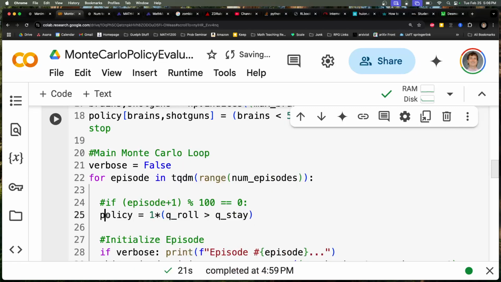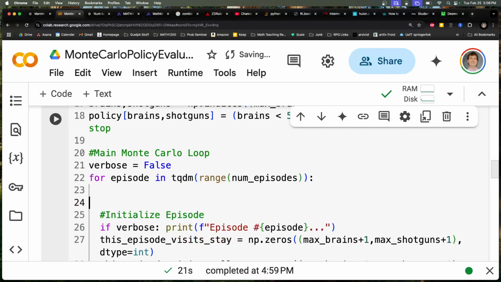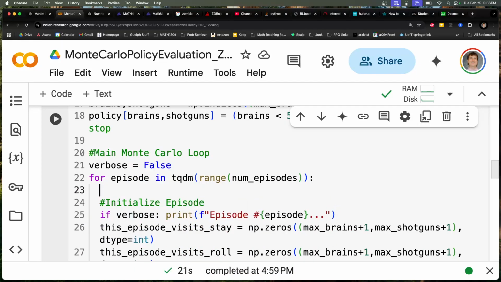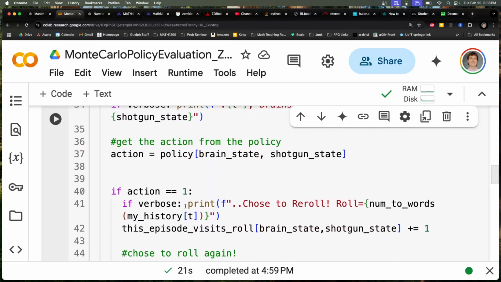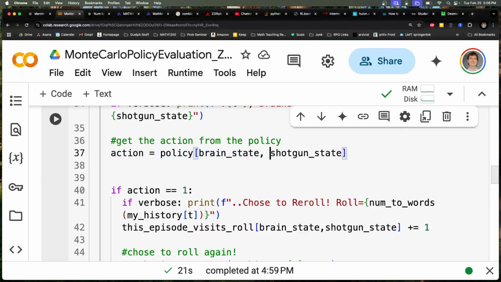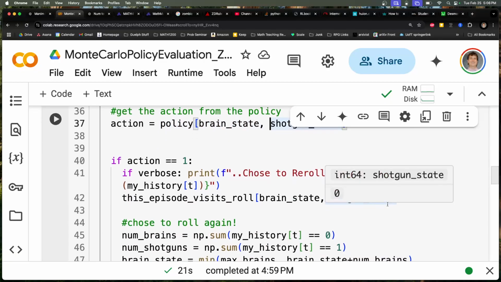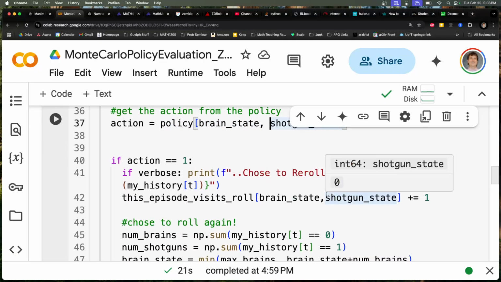Let me get rid of this thing. We'll put that back in later. So yeah, we do exactly the same kind of stuff. We get the action from the policy, and the only difference is now when I update the visits, if you chose to roll again, then I update the roll again visits.